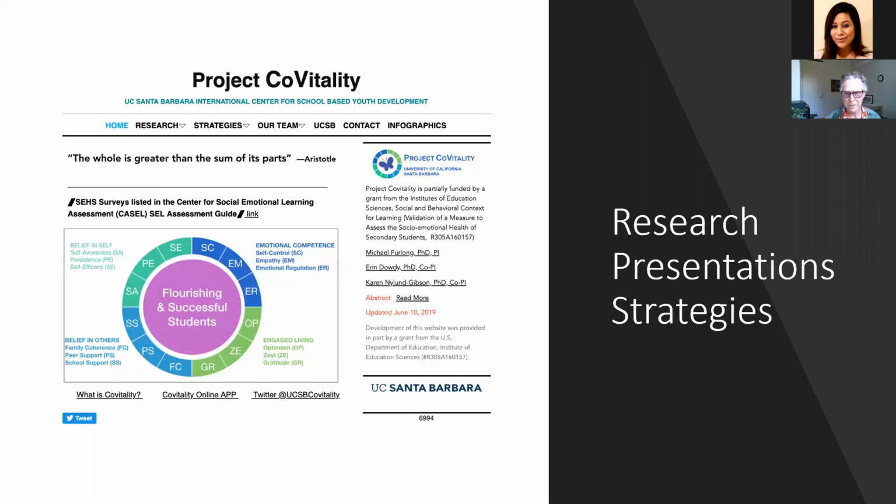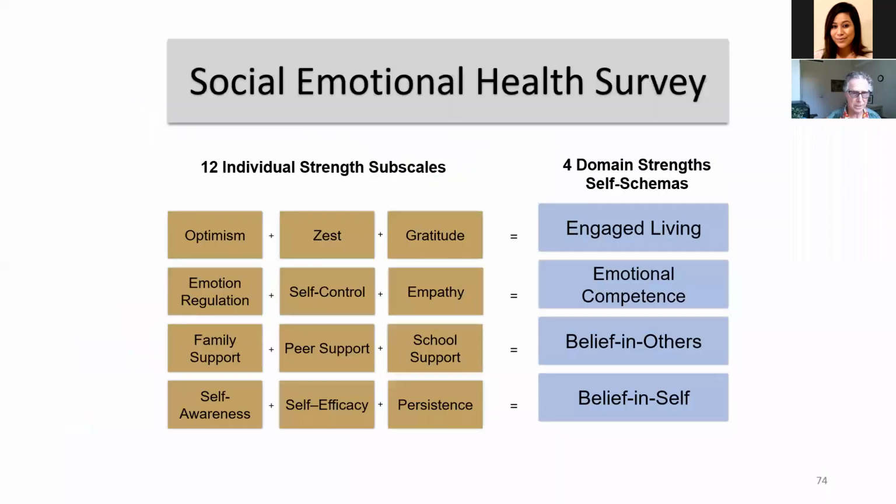Of course, in our context today, I'm going to talk a little bit more about Project Co-Vitality. That summarizes the work that we're doing on this website. Under the research link, there are links to the many studies that we've done to validate the measures that we've been using. And I won't go into great depth, obviously, but there's a strategies link that also provides access to resources that counselors and psychologists and teachers could use to support the social emotional development of students. Next slide, please.